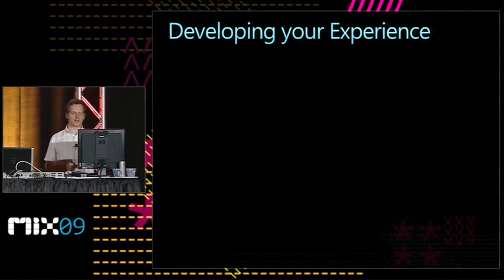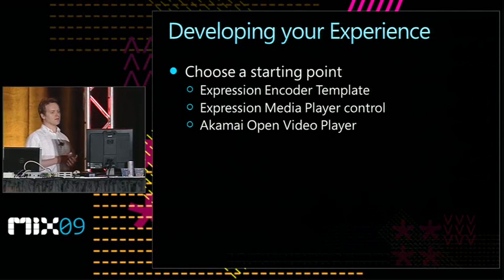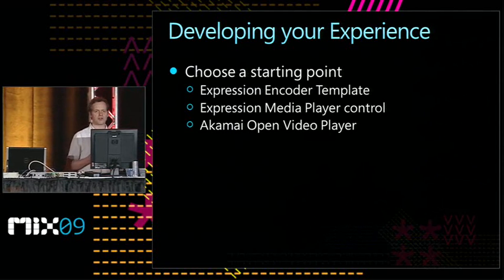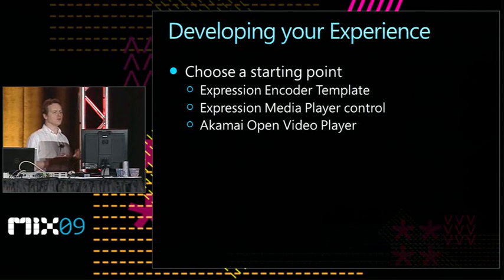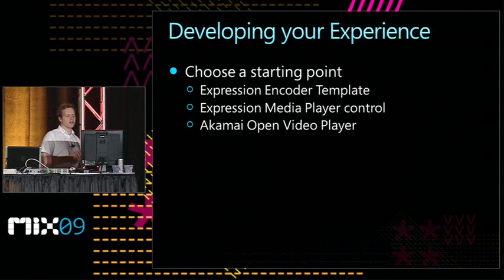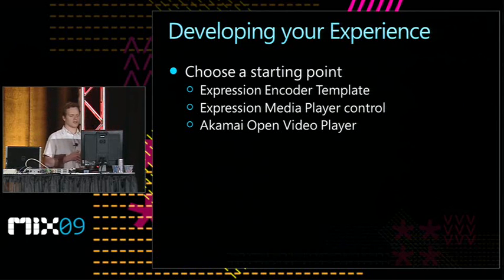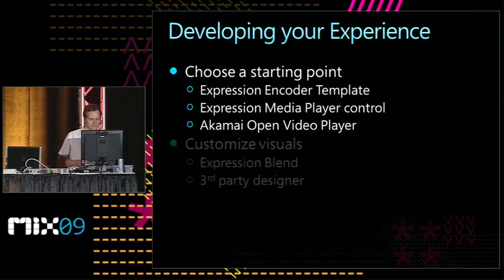In terms of how you go about developing this stuff, there are a couple of starting points that you can use. You can use an Expression Encoder template as a starting point, and that's really just the one-click solution. You import the video, press a button, and out comes an experience. If you want to build something custom, then there's the Expression Media Player control, and that's the one that we're going to look at right now. There's also a great base player from Akamai, and this is an open source player. It integrates really well with the Akamai Adaptive Edge service, so it has some service-oriented features built into it. And there are a bunch of third-party Silverlight media player controls as well, and some open source stuff on Codeplex. So there's a whole bunch of choices here.